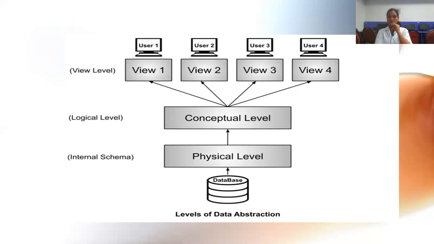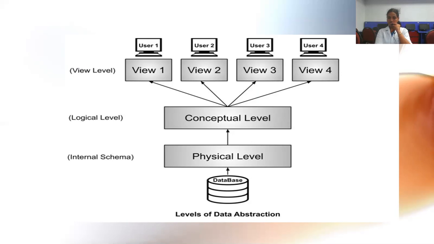So what is meant by abstraction? Data abstraction is a shortened form of data. That means the data which the user wants, that alone he can view. That is called data abstraction. In the physical level, we have the entire database, and the logical level describes how the data are being stored and what relationships the data have.